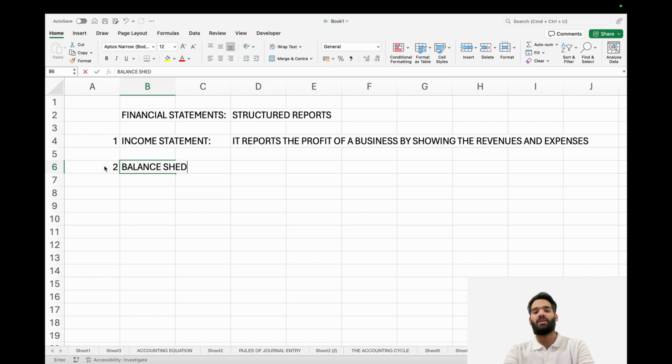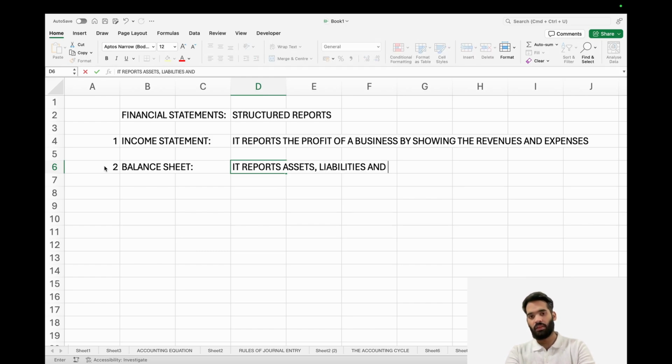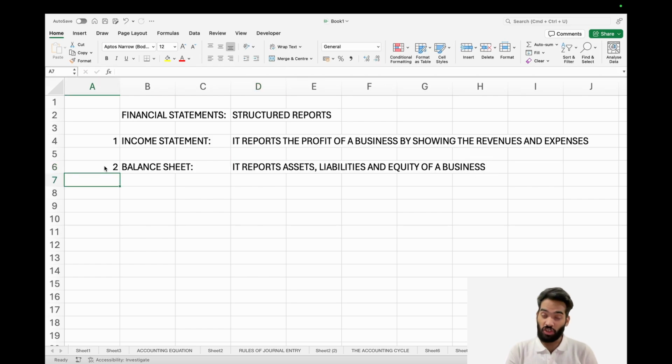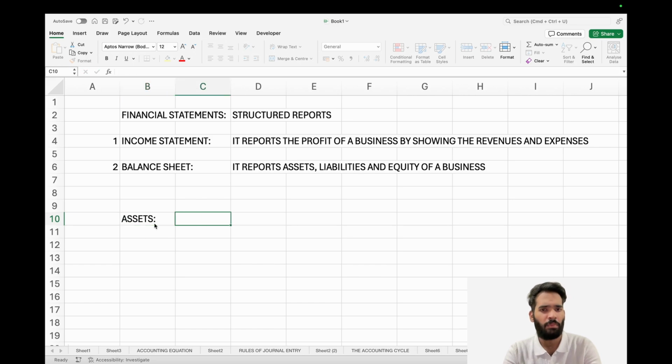So the second financial statement is called the balance sheet. This is where we report assets, liabilities, and equity of a business. Now, this balance sheet actually tells us the financial position of a business because if you know what someone owns and what that person owes, you actually are understanding how they are doing financially at that point in time, right? So let's assume there's a person. If a person has assets, because it applies to everything, right? If it applies to a company, it also applies to a person.